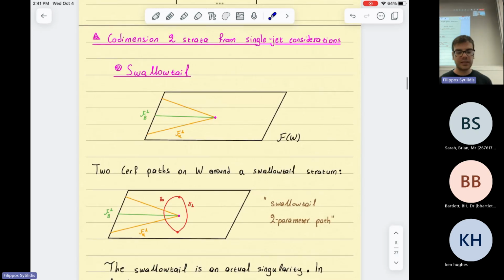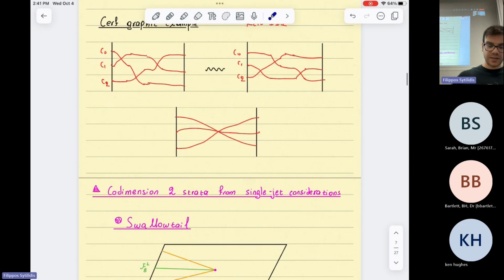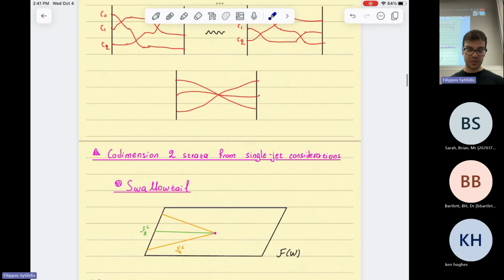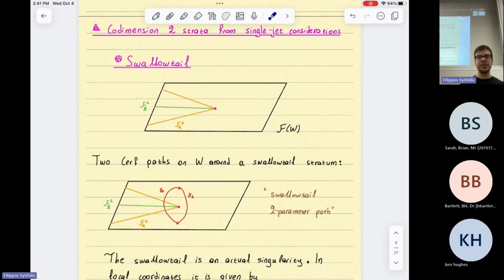Okay, now are we ready for the, so these were the codimension 2 strata from multi-jets, and now we can go to the codimension 2 strata from single jet considerations, which there's only one of them. It's very beautiful. It's a swallowtail. Are we ready for it, or questions about it?